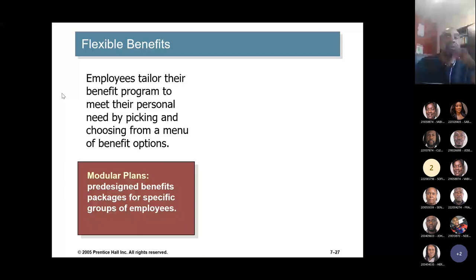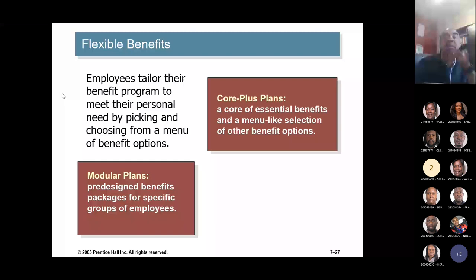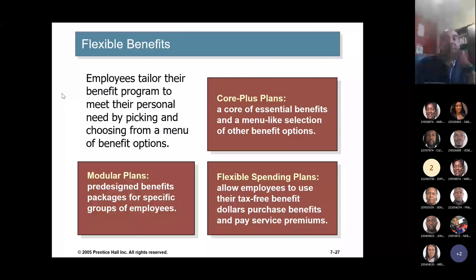And of course, we have a core plus plan, which is a core of essential benefits and a menu-like selection of other benefits. And we have a flexible spending plan, which allows employees to use their tax-free benefit money, in this case Namibian dollars, to purchase benefits and pay service premiums. So these are all flexible benefit plans.